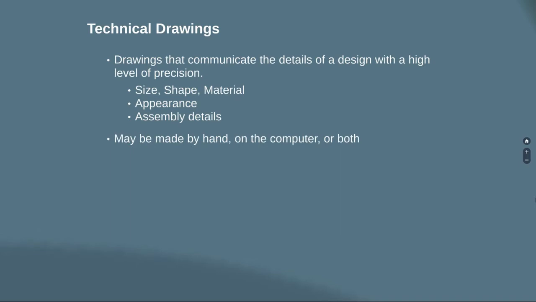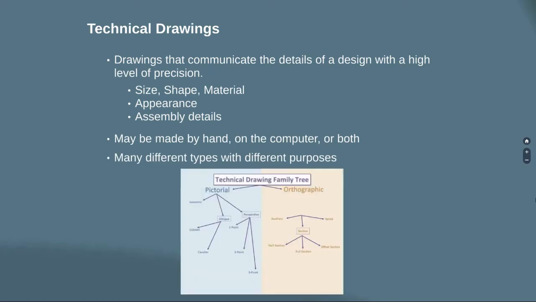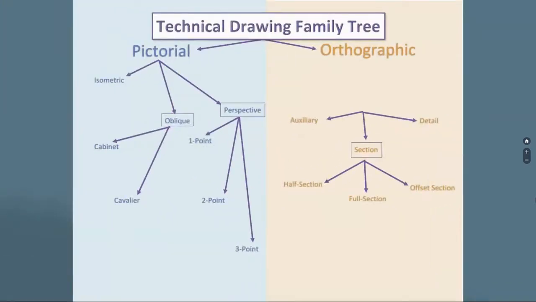There are many different types of technical drawings with different purposes. We'll learn a lot about the different types later in the course, but let's take a quick look at some of the types of drawings a designer might create during Step 3. Pictorial drawings are drawings that sort of look like pictures. They show objects in 3D, the way we actually perceive them in real life.